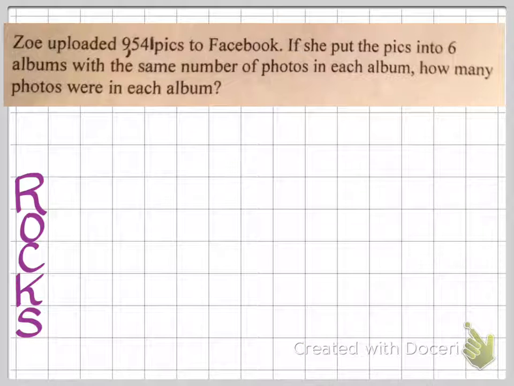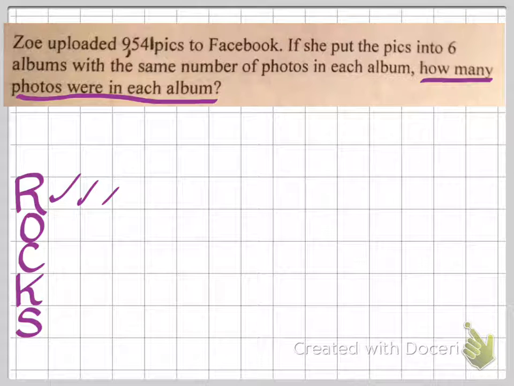Here is another practice problem for our tutorial. It says Zoe uploaded 9,541 pics to Facebook. If she put the pics into 6 albums, with the same number of photos in each album, how many photos were in each album? And check, and now you need to read it 2 more times by yourself. Now O stands for only underline what they're asking, which is how many photos were in each album. And check. Circle what you know you need. Start from the beginning. Go ahead and circle what you need.